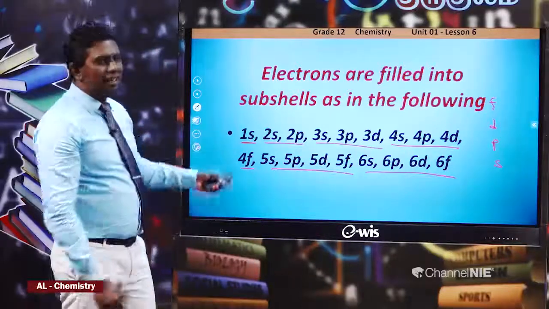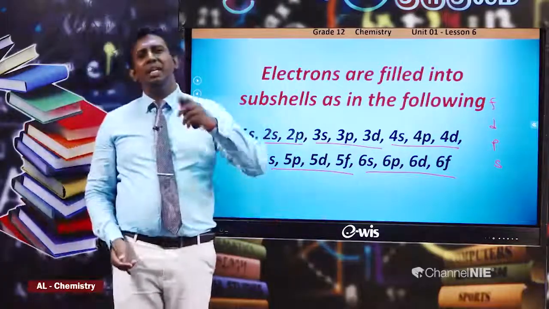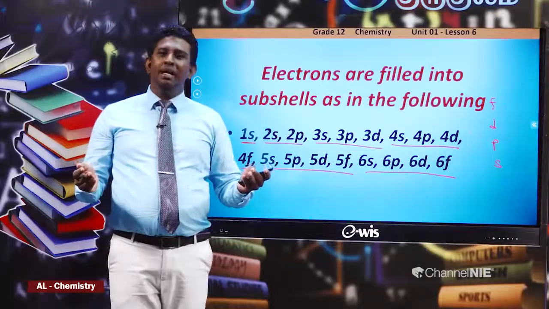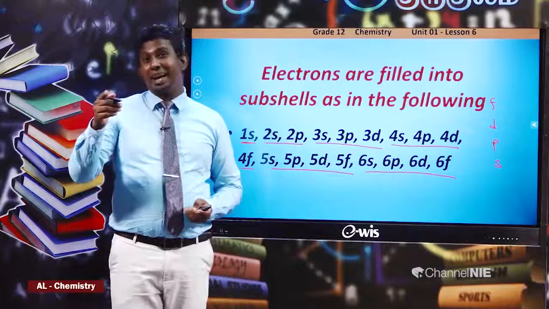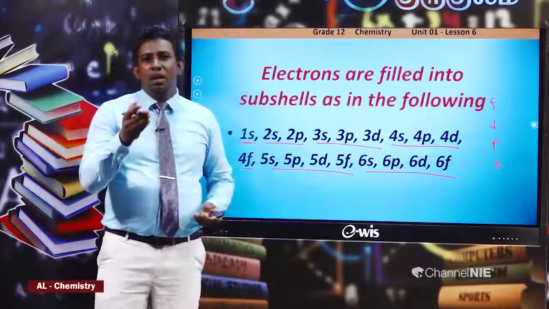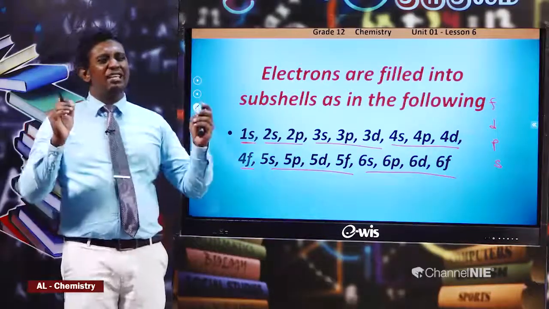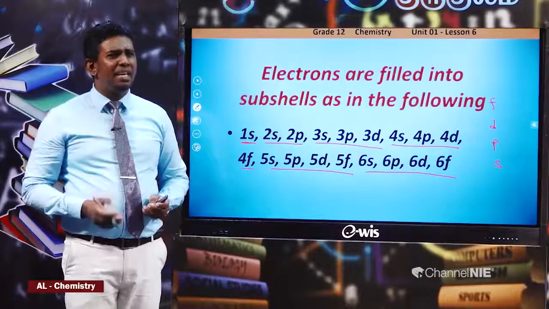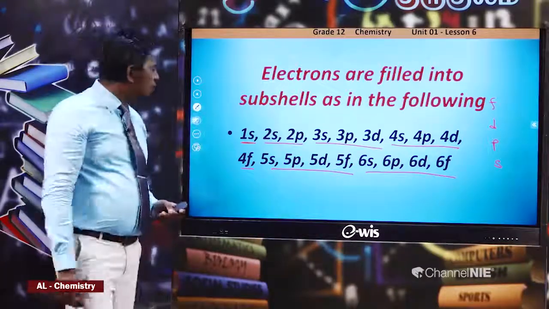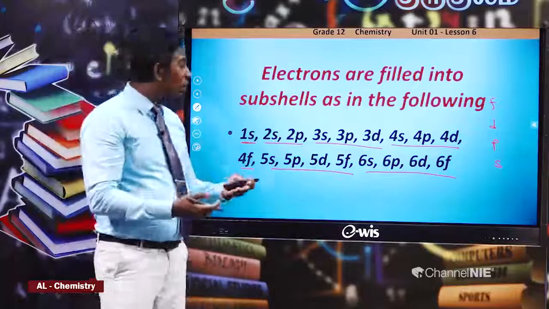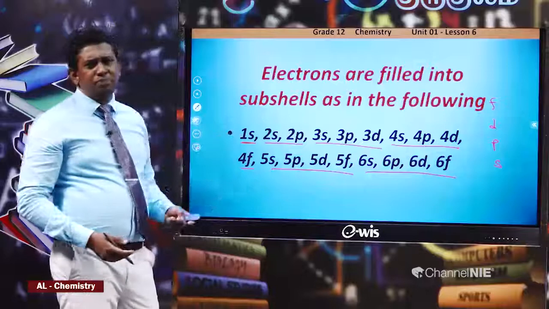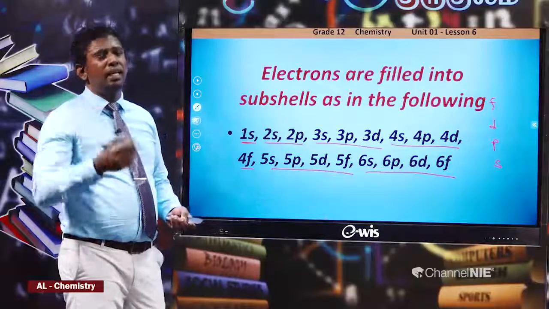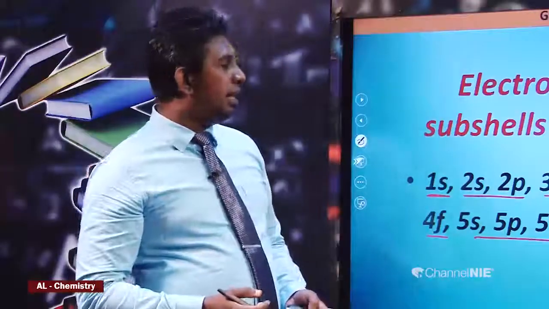So there you fill 1s maximally with 2 electrons. Hope you know that fact. Any S subshell could be filled maximally with 2, P maximally with 6, D maximally with 10, and F maximally with 14. So students, you fill those subshells maximally as you keep following. You fill 1s with 2 electrons. Then, if you have further electrons, you fill them in this manner.